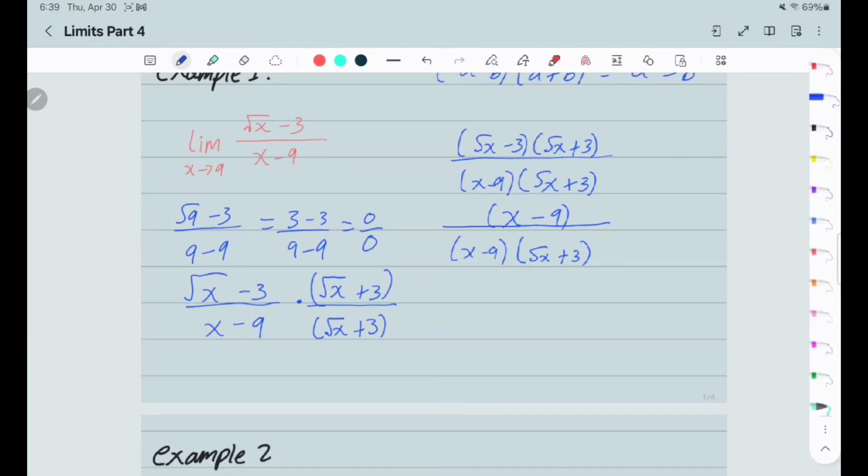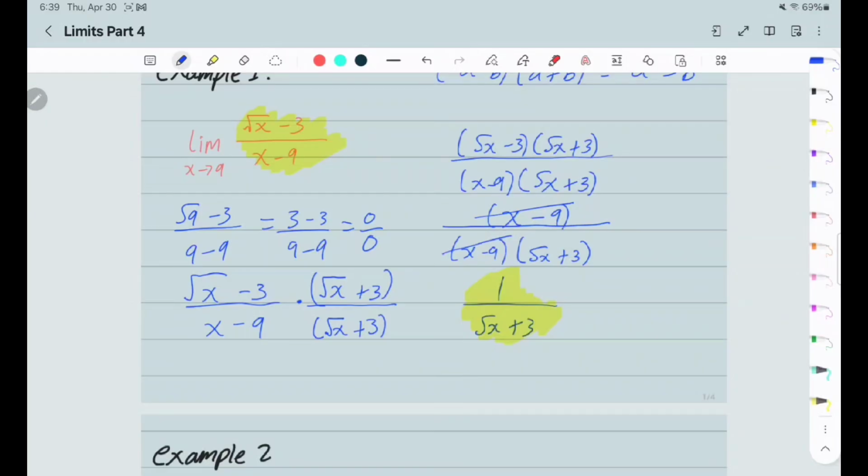Now, as you can see, the x minus 9 on top cancels the x minus 9 on the bottom, and you're left with 1 over root x plus 3. Now simply, this thing is the same as your question. You added nothing here. This thing and this thing are completely the same.